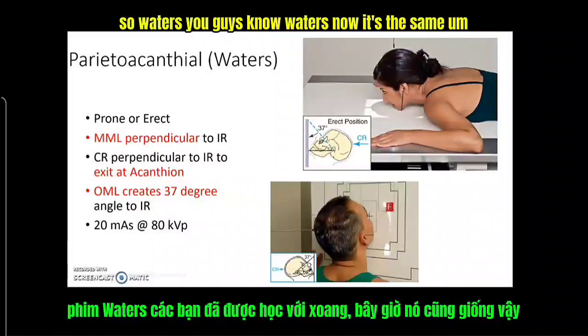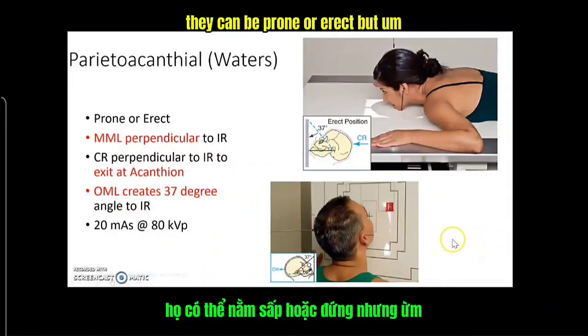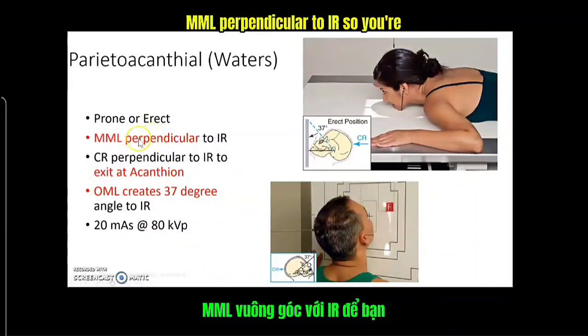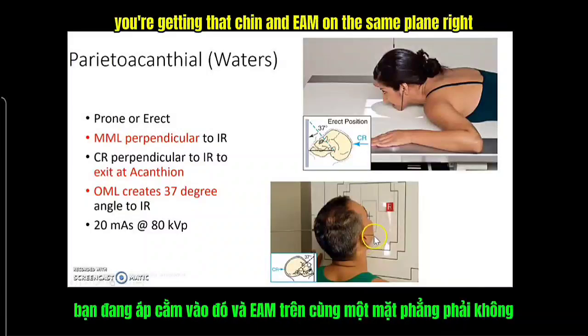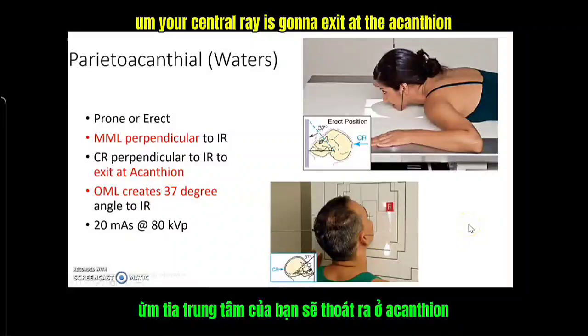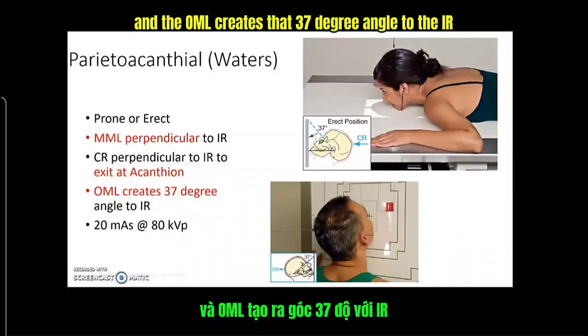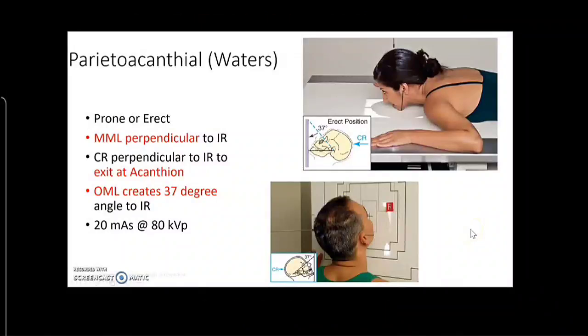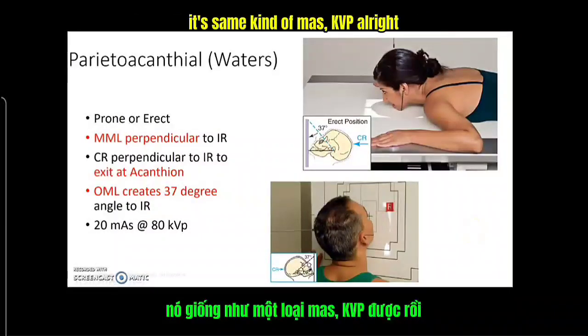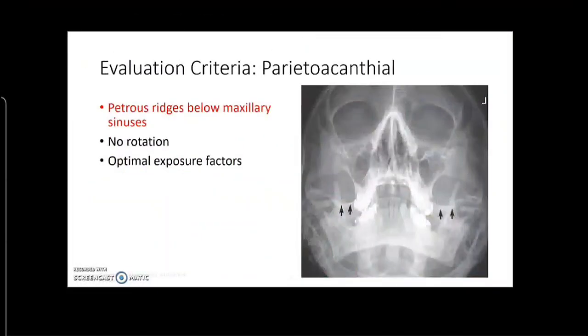It's the same. They can be prone or erect, but MML perpendicular to IR, so you're getting that chin and EAM on the same plane, right? Your central ray is going to exit at the acanthion, and the OML creates that 37-degree angle to the IR. Same kind of mAs and kVp, all right?